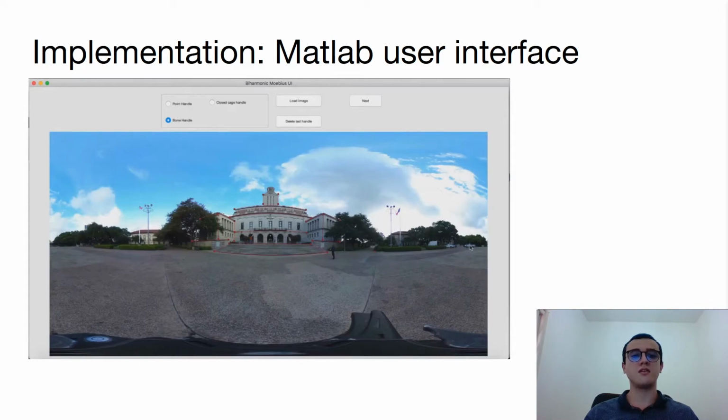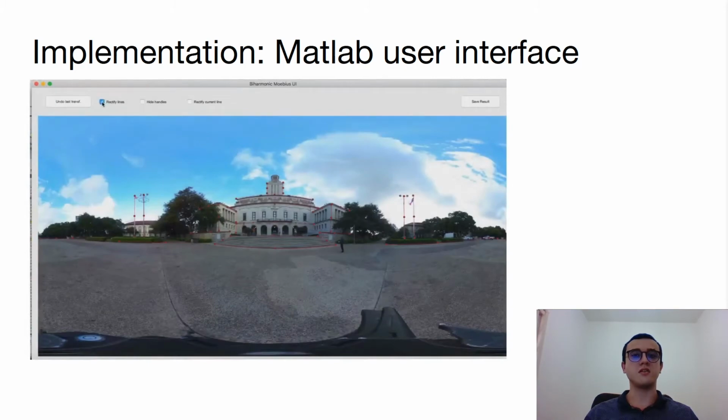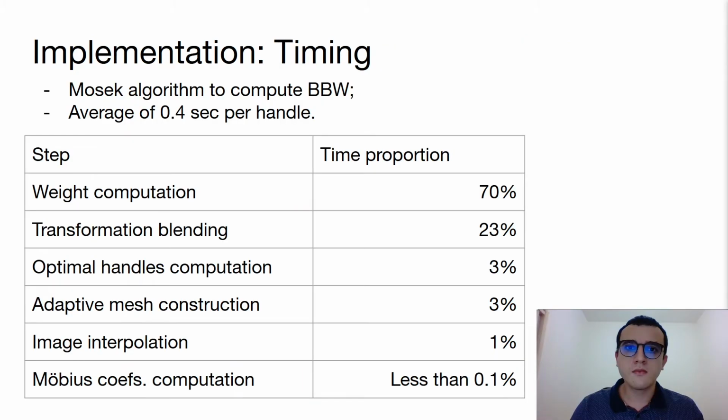In the second window, the user defines the Möbius transformation associated to each handle by moving the control points over the image. We also provide a button that rectifies all lines at once, which solves the linear system discussed before. If it's not desired to rectify all of them, we provide another button that rectifies only the segment selected by the user. We use the MATLAB implementation of the bounded biharmonic weights integrated with Mosaic. The average time per handle is 0.4 seconds in our standard resolution of 2048 by 1024 pixels.